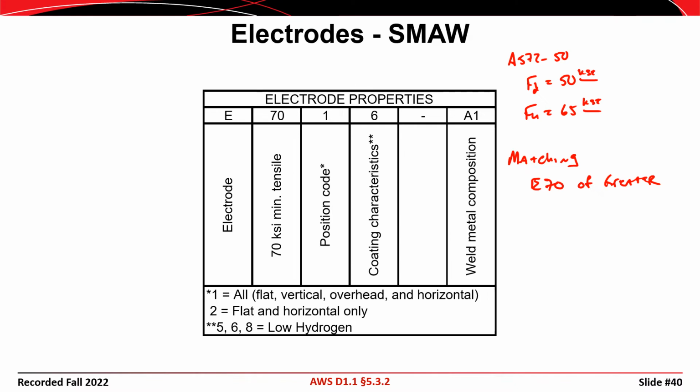An undermatched weld metal in this case would be one that has a tensile strength that is less than the tensile strength of the base metal. So in this case, E60 or lower would be an undermatched weld metal. Typically, you want to use matching weld metal, so you want an electrode with a tensile strength that's greater than the base metal, but there are some cases where you can use undermatched weld metal and it'll be just fine.